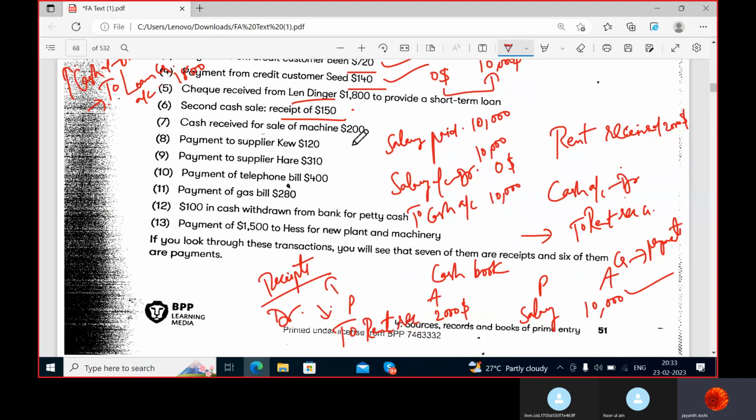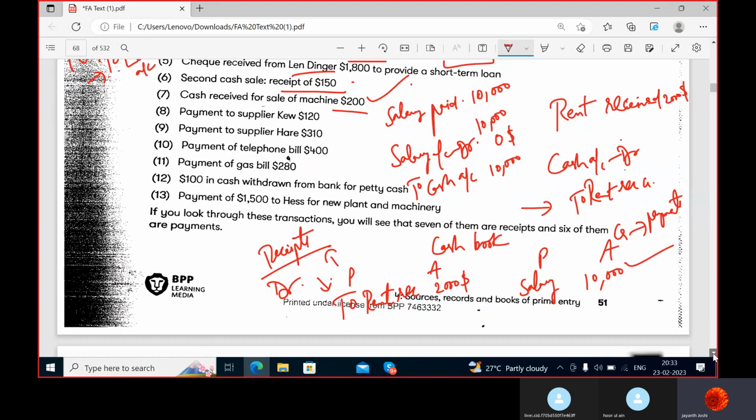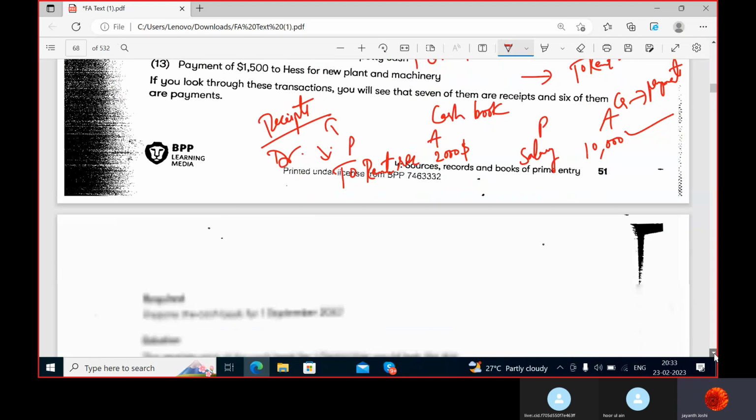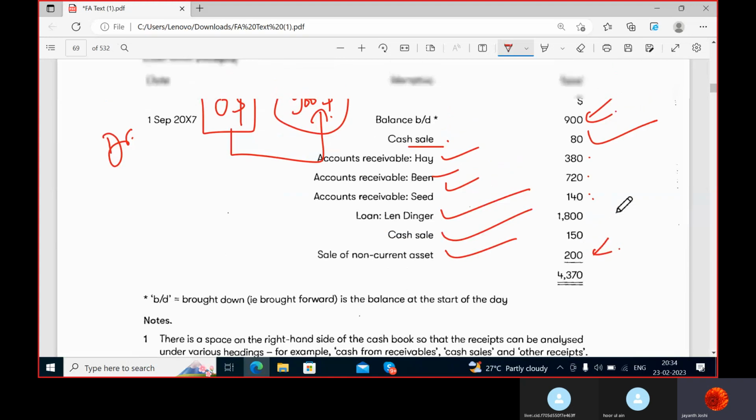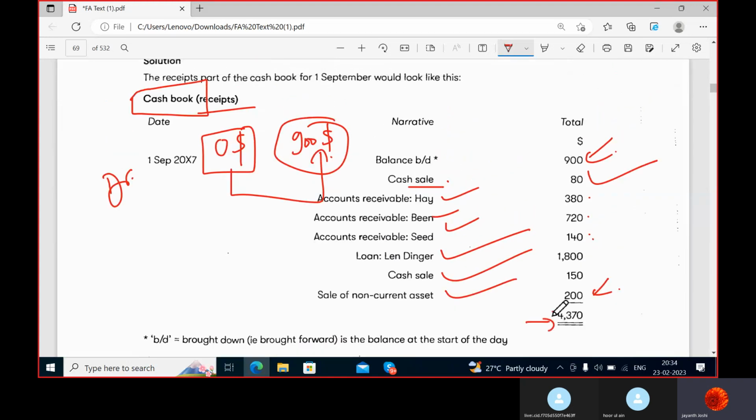Cash received from sale of machine $200. So we'll put that also because we are receiving cash. It's a receipt. So machine, sale of non-current asset, $200. So I get this much amount, and if I total them, it happens to be 4,370. Now please have a look at all these amounts. Then we'll go for the payment side.